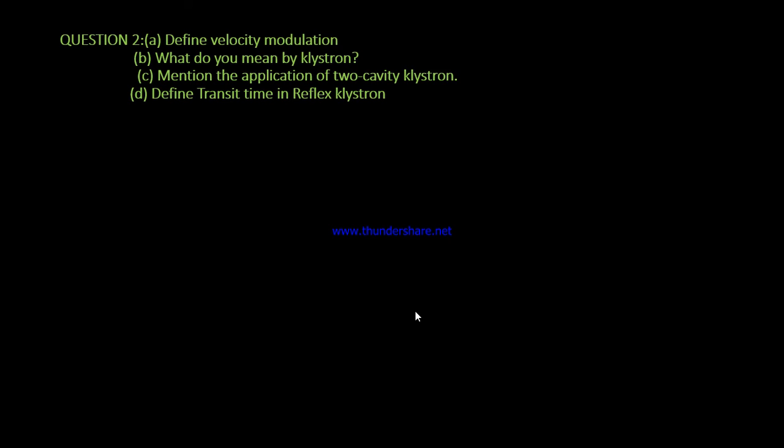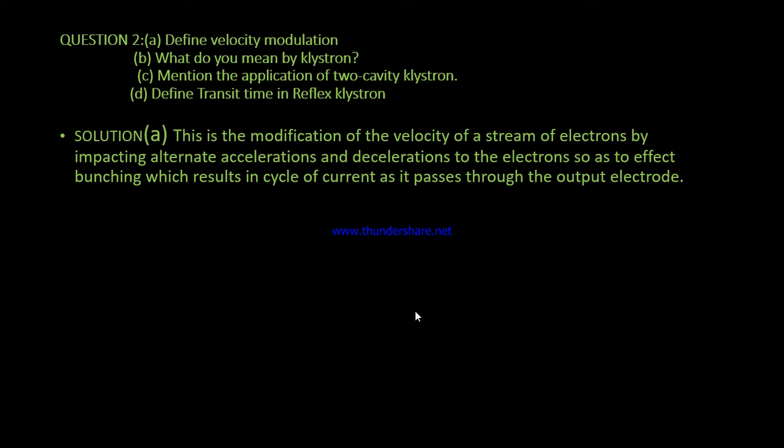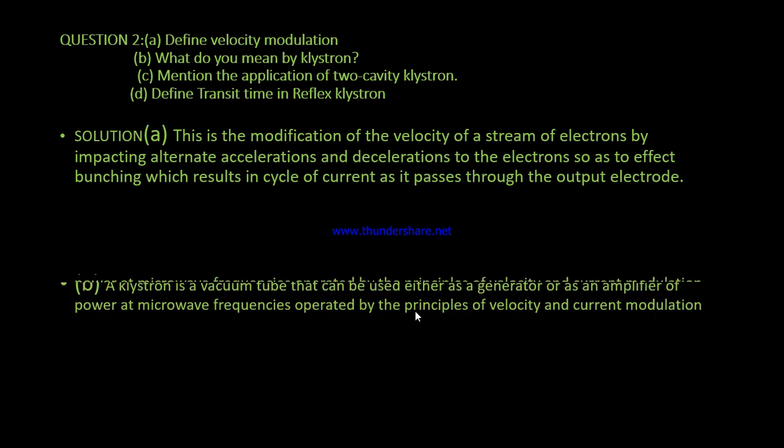Now, question 2. Define velocity modulation. The B part says, what do you mean by klystron? And the C part, mention the application of two-cavity klystron. D, define transit time in reflex klystron. Solution to A. Velocity modulation is the modification of the velocity of a stream of electrons by imparting alternate accelerations and decelerations to the electrons so as to effect bunching. This bunching results in cycles of current as it passes through the output electrodes.